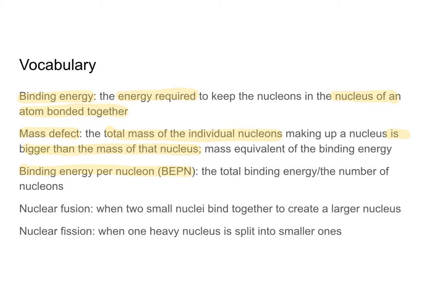Our last 2 vocab words are nuclear fusion and nuclear fission. So in nuclear fusion, 2 small nuclei bind together to create a larger nucleus. A good example of that is 2 hydrogen atoms combining to create deuterium.